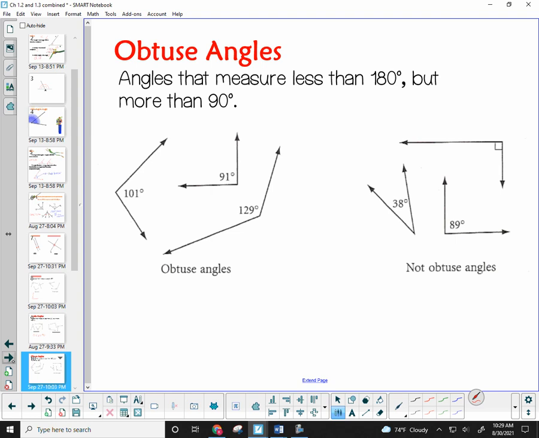All right, an obtuse angle. An obtuse angle measures between 90 and 180. Okay, so it has to be less than 180 and greater than 90.